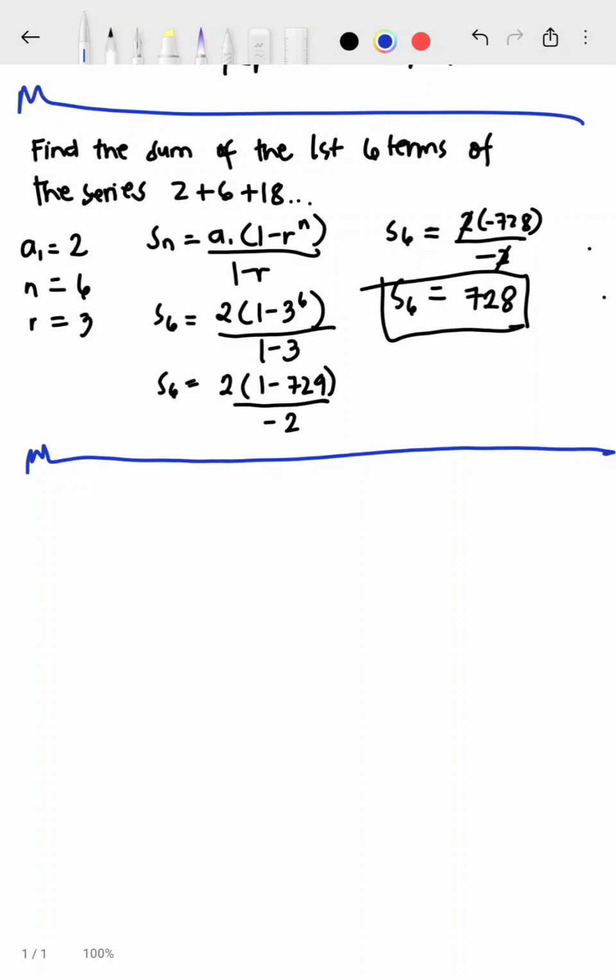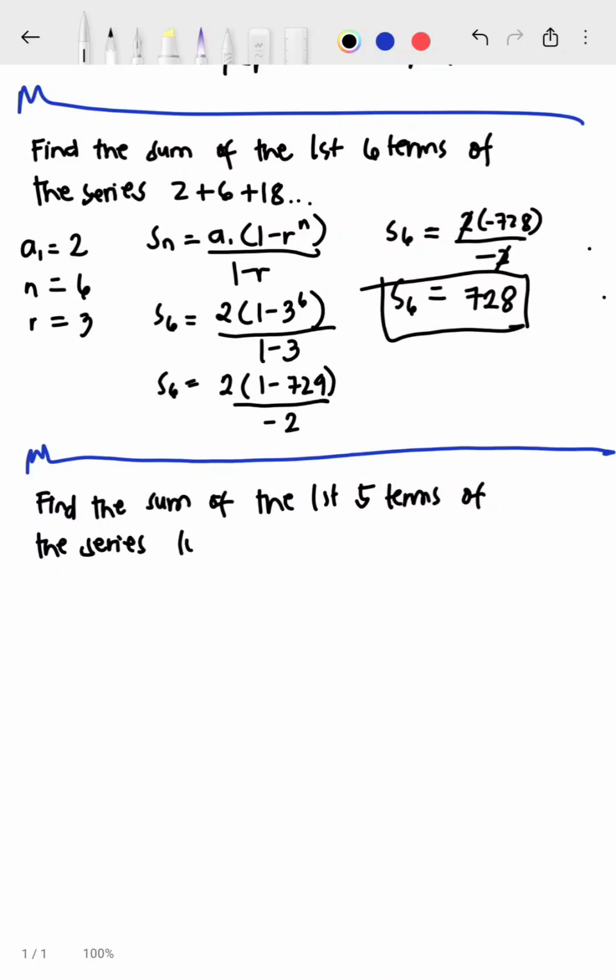Okay, so with this given, what do we have? We have to find the sum of the first 5 terms of the series 100 plus 50 plus 25 and so on.